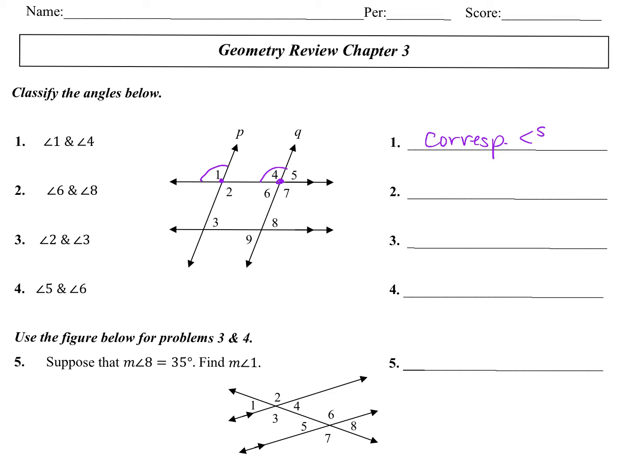Okay. What are 6 and 8 called? Alternate interior. They're inside the parallel lines, but they're on opposite sides of our transversal. Q would be our transversal right now, right? So those are alternate interior angles. What are 2 and 3? Same side interior angles.